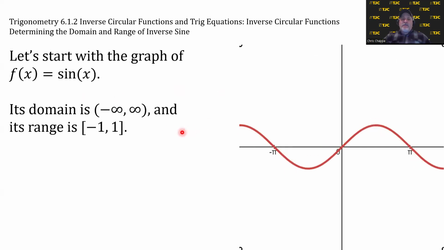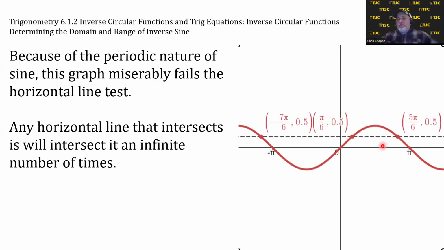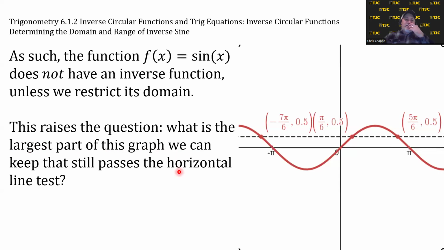Now, its domain is negative infinity to infinity because it goes forever in both directions, and its range is from -1 to 1, low to high. Now, if we were to check the horizontal line test here, we would have a problem. Because of the periodic nature of sine, this graph miserably fails the horizontal line test. Any horizontal line that intersects it will intersect it an infinite number of times. As such, the function does not have an inverse function unless we restrict its domain.